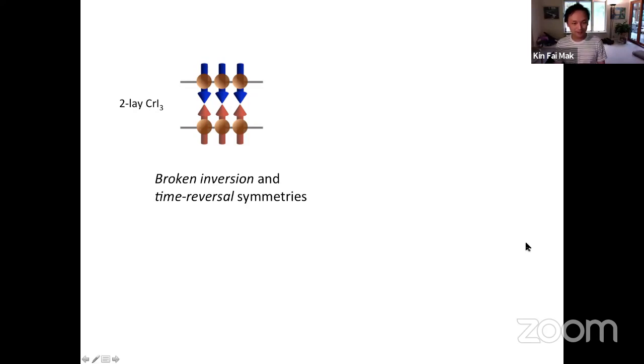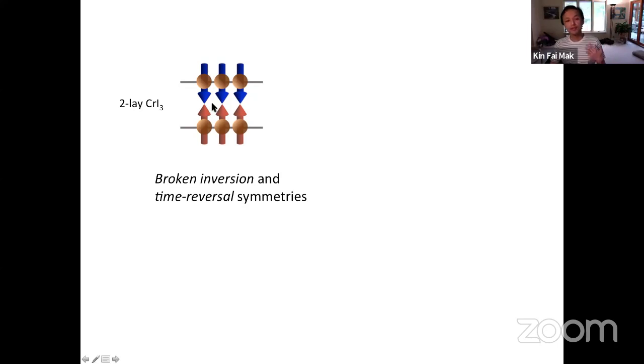Broken inversion and time reversal symmetries are required for the magnetoelectric effect. And in two-layer chromium iodide, as we have shown, the ground state is an antiferromagnet with the spins on the two layers anti-aligned with each other. And it turns out that in terms of the crystal structure, there is an inversion center in between the two planes. For instance, the inversion center is at this point here.